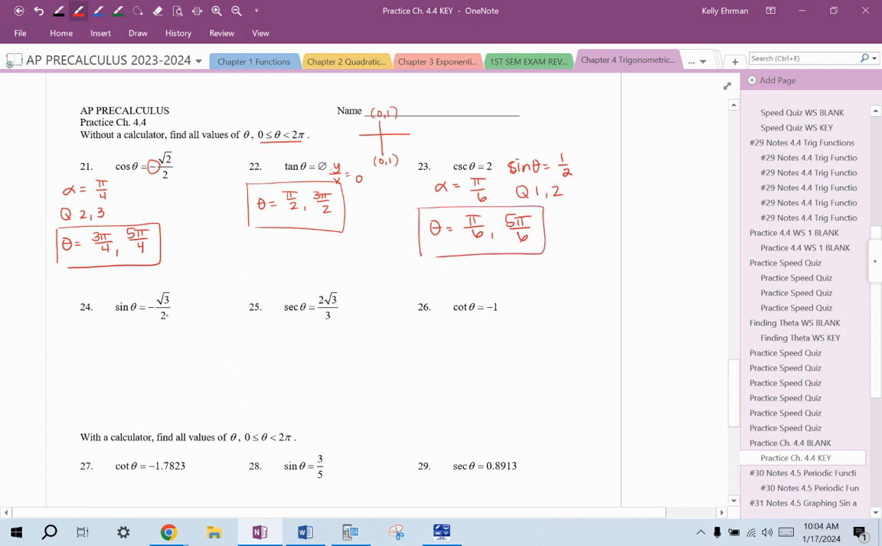When is sine equal to radical 3 over 2? When the reference angle is pi over 3. Sine is negative in quadrants 3 and 4. So give the pi over 3 angle in quadrant 3, 4 pi over 3, and the one in quadrant 4, 5 pi over 3.